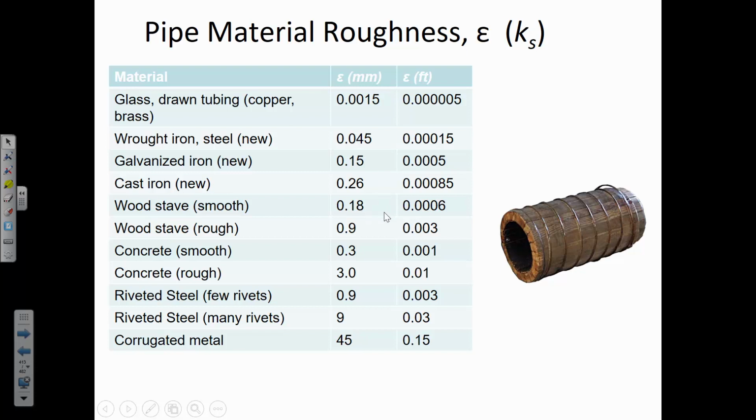So what you would do if you had a galvanized iron pipe that had a diameter of 150 millimeters.